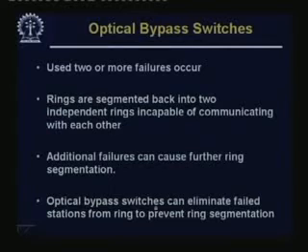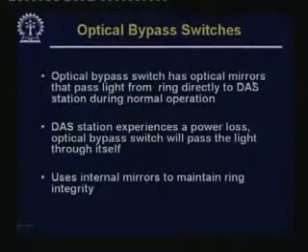So, optical bypass switches can eliminate failed stations from the ring to prevent ring segmentation. How is it done? Actually, this is all done with mirrors. The optical bypass switch has optional optical mirrors that pass light from the ring directly to a dual attached station during normal operation. If the station experiences a power loss, the optical bypass switch will pass the light through itself, using an internal mirror to maintain ring integrity. So, that is done.